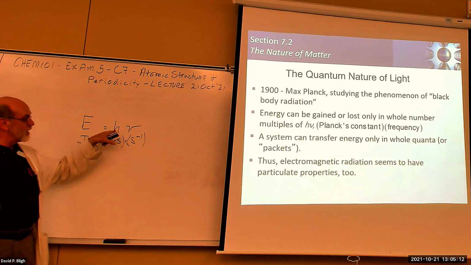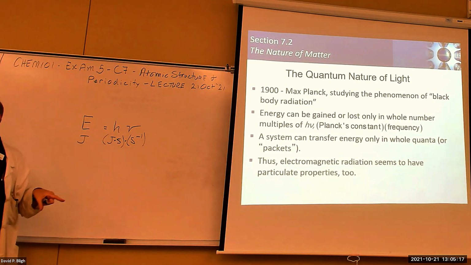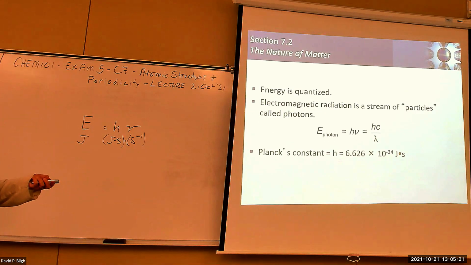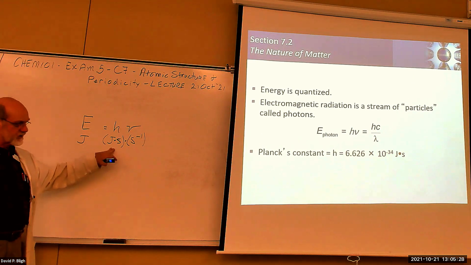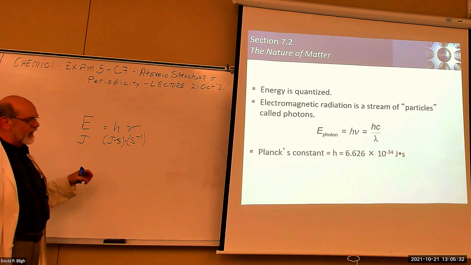And then there's a number that accompanies that unit. And I think it's in here somewhere. There it is. 6.626 times 10 to the minus 34 joule seconds is Planck's constant. And that's in your useful information. You don't have to memorize it. I don't even have to memorize it.